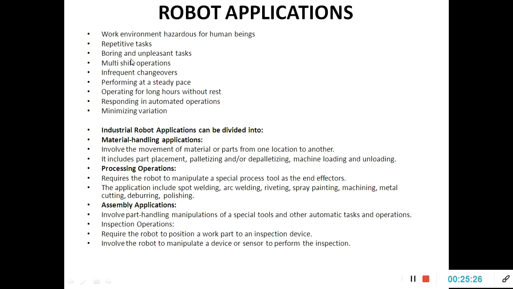These are some robot applications, and some industrial applications. Material handling applications move parts from one point to another point. Processing applications include welding, spray painting, machine loading and unloading, deburring, and polishing. These are the processing operations. Assembly applications involve moving parts from one point to another point for assembly purposes, and taking inspection sections. These are some industrial applications of a robot. Thank you.